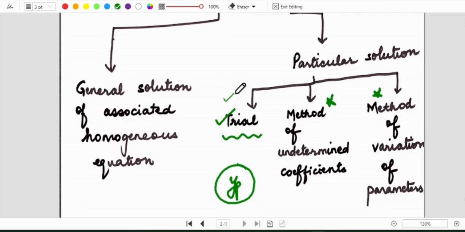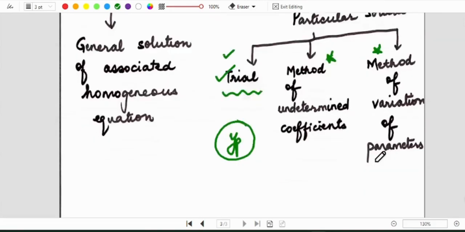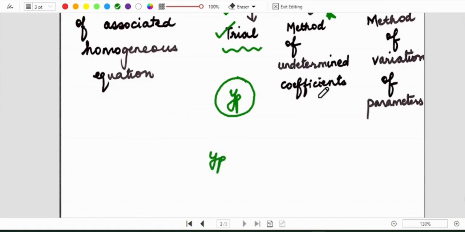If you can obtain it through trial, well and good. If you cannot obtain it through hit and trial, you will have to use either the method of undetermined coefficients or the method of variation of parameters to get your yp. And once you have one particular solution yp through these methods, and you know the general solution of your associated homogeneous equation yc, the sum of these two, yc and yp, is going to give you the general solution of the associated non-homogeneous equation. So this is yc and this is yp. The general solution will be given by yc plus yp for this differential equation.